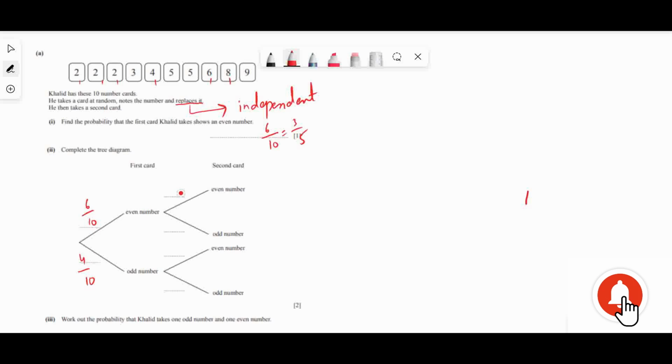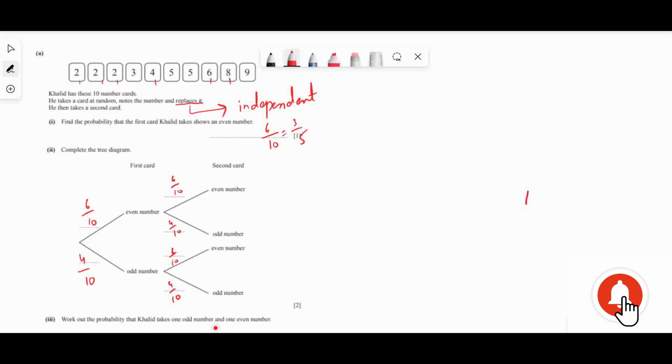Now as we can see that it replaces the cards, it is an independent event, so it will not affect the probabilities, so we can write them as they are. So 6 by 10, 4 by 10, 6 by 10 and 4 by 10. That's it.